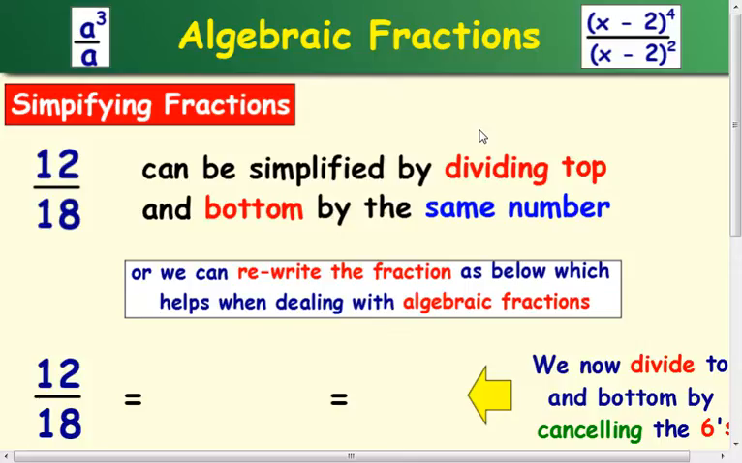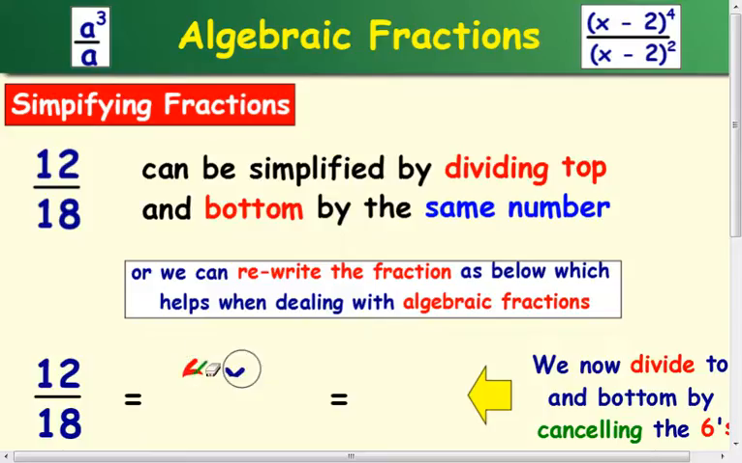So let's have a look at this first idea here, 12 over 18. If we were to simplify that, you've been told before that you try to find the biggest number that divides into both parts, the 12 and the 18. In this case that would be 6. So you would just actually do it, wouldn't you? You would do 12 divided by 6, you'd write 2 in the top, and you'd do 18 divided by 6, and you would write 3 in the bottom.